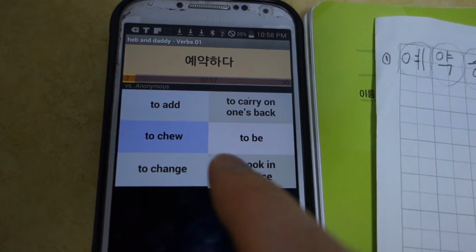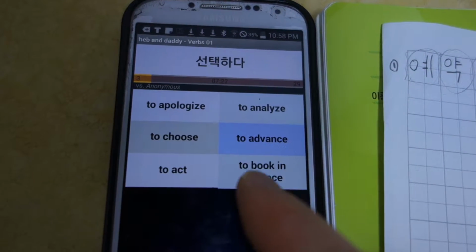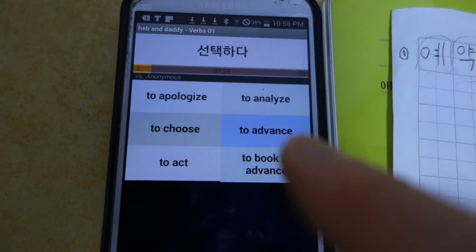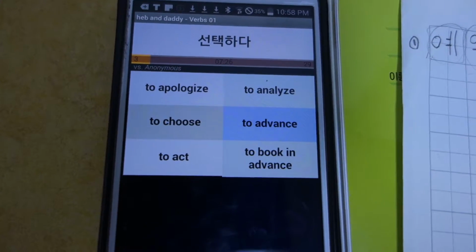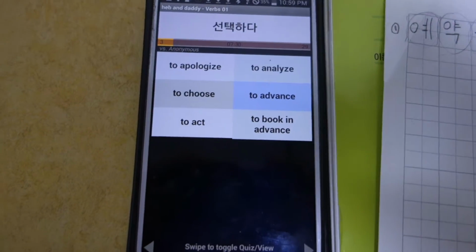Okay, so I'm just going to make sure. Sorry. To book in advance. Yeah, okay. 선택하다. 선택하다.